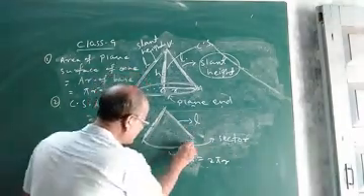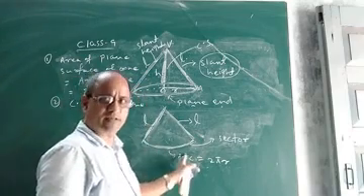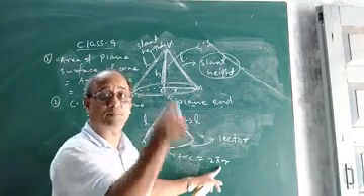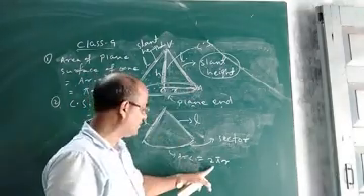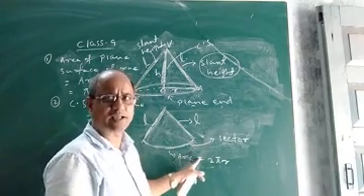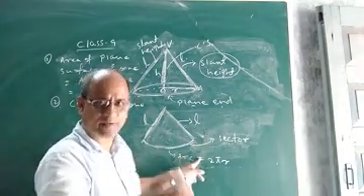And what about this arc? This is an arc. What will be the length of this arc? The length of this arc will be equal to the circumference of the base circle, which is equal to 2 pi r. Now with this much idea, we can easily find the curved surface area.